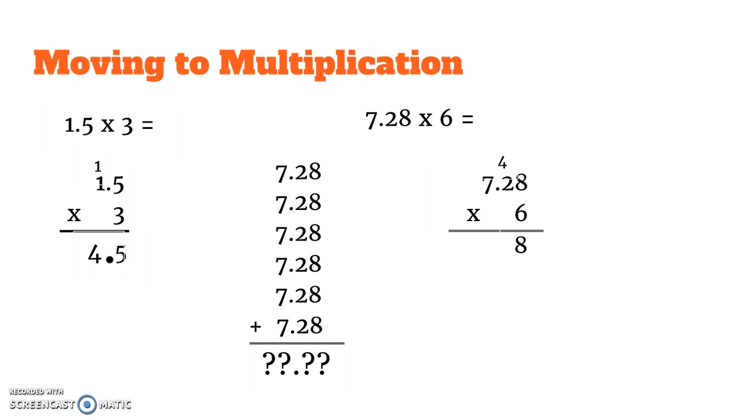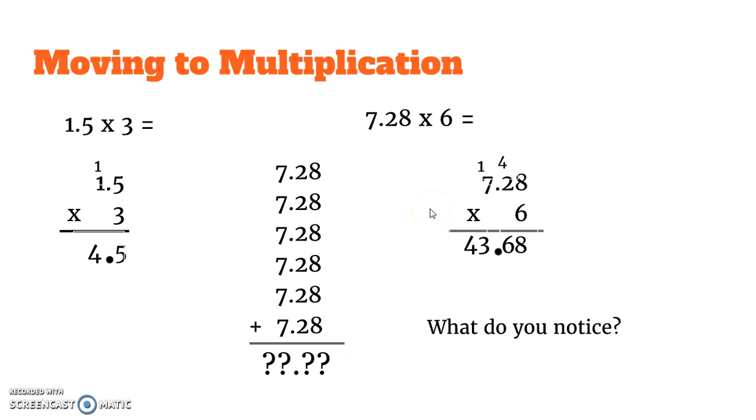6 times 2 is 12, plus 4 more is 16, carry the 1. 6 times 7 is 42, plus 1 is 43. And I know from looking at my repeated addition model, the decimal point has to go in between the 3 and the 6 because I have to have 2 numbers behind the decimal point.